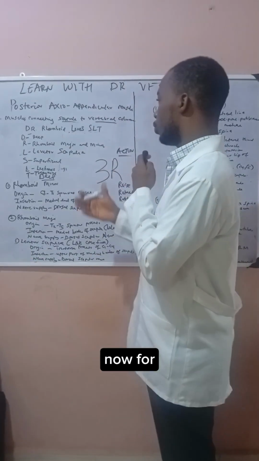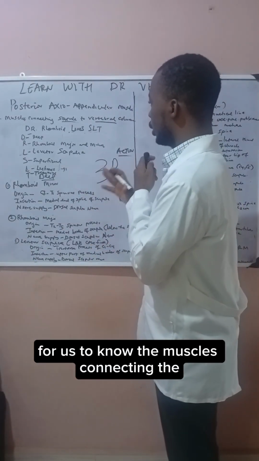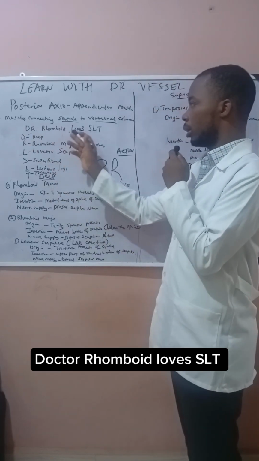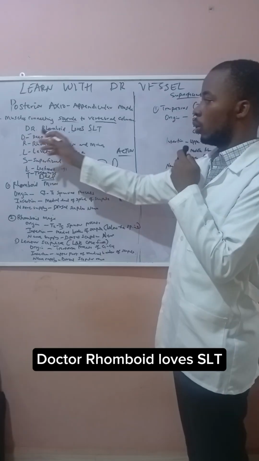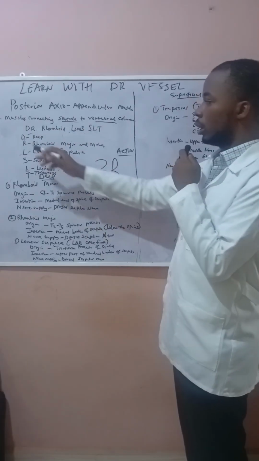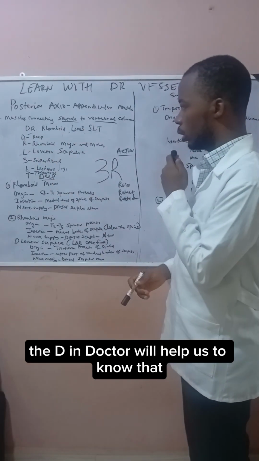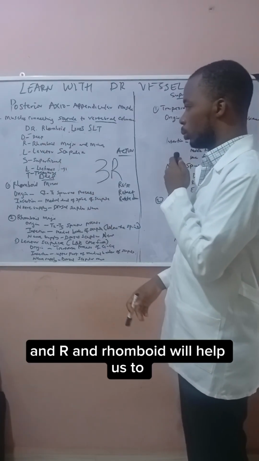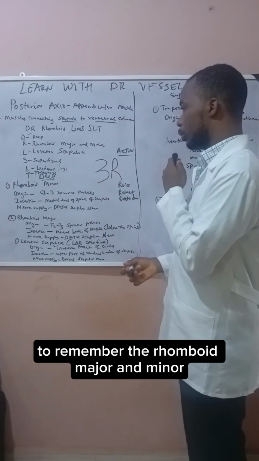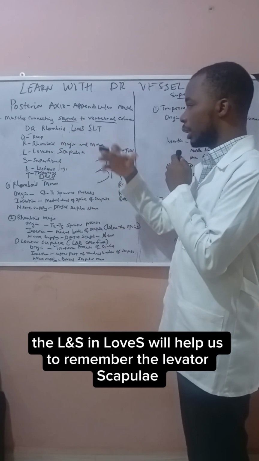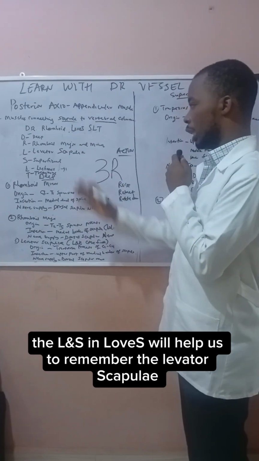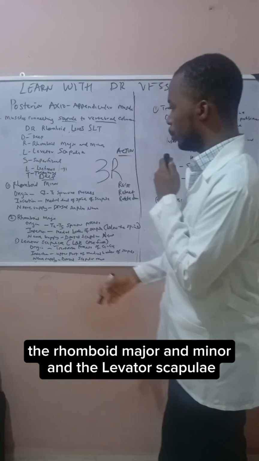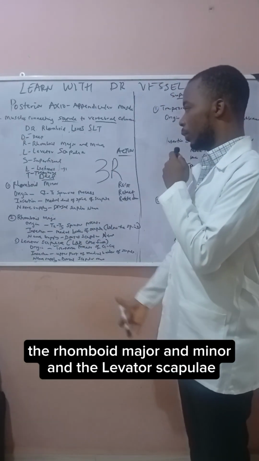Now, for us to know the muscles connecting the scapula to the vertebral column, we can use this mnemonic: Dr. Rhomboid loves SLT. The D in doctor tells us we want to talk about the deep group, and the R in rhomboid helps us remember the rhomboid major and minor. The L in loves helps us remember the Levator scapulae. These are the deep group: the rhomboid major and minor, and the Levator scapulae.